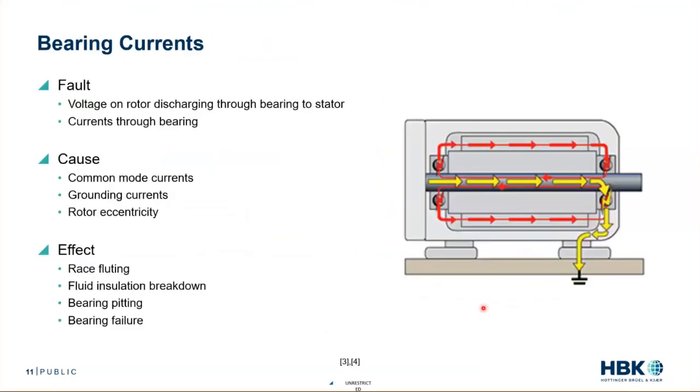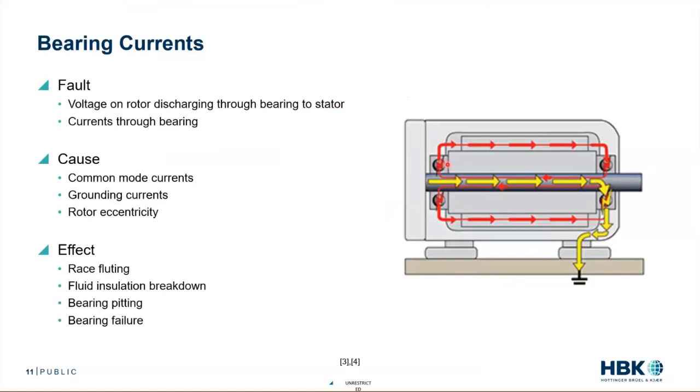All right, so let's look at the first one, bearing currents. This was the most common fault type. The fault is voltage on the rotor discharging through the stator, through the bearings to the stator. In my little diagram here, I have my rotor shaft and my bearings, and what happens is we have this high frequency on the stator that's capacitively coupling to the rotor. There's a little current transferring from the stator to the rotor.